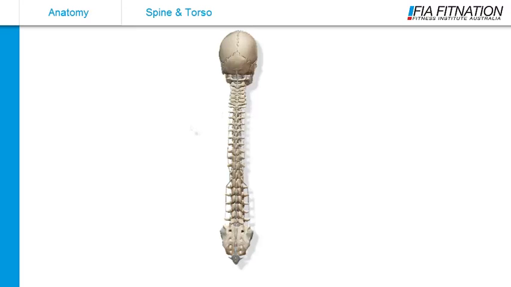Now there's two real types of bony projections on the vertebrae that you should be aware of. A transverse process, which is a bony projection which projects laterally, and a spinous process which projects posteriorly. Both of these processes are so that ligaments and muscles can attach to them.